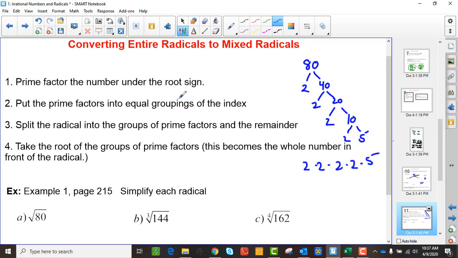Then we're supposed to be putting the prime factors into equal groupings of the index. So the index here, because there's nothing written here, is a 2. We said it's a square root. So we're going to put these in groups of 2. So there's one group of 2, and there's two groups of 2. So what we then do is split the radical into the groups of prime factors and the remainder. So I get the square root of 2 times 2, 2 times 2, and 5.